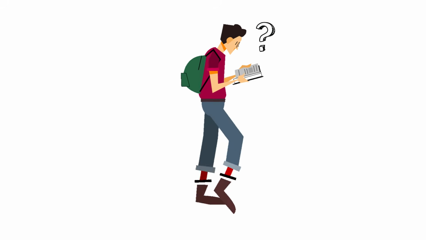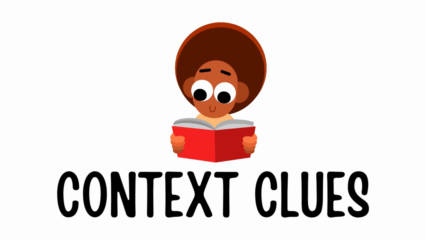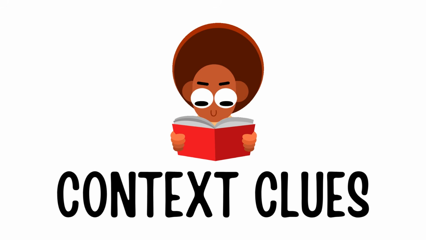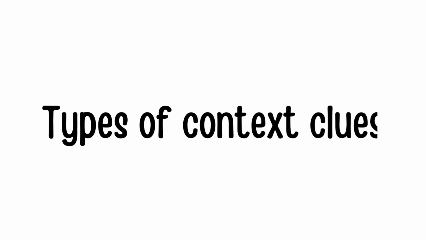Let's start with the basics. Context clues are words or phrases that give us information about an unfamiliar word in a sentence or passage. By looking at the context surrounding the word, we can figure out what it means, even if we've never seen it before. Types of context clues. There are 4 types of context clues that you can use to figure out the meaning of an unfamiliar word.